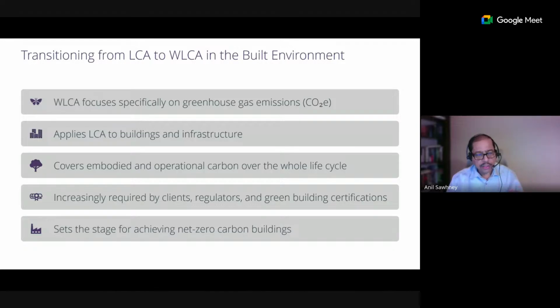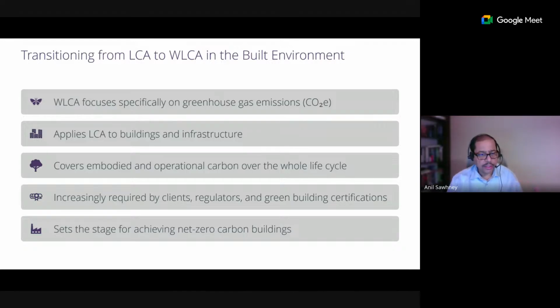We've designed it such that the LCA can be applied to both buildings, so vertical, or to horizontal infrastructure. It covers all aspects of emissions, and we are going to be discussing the various aspects of the emissions, such as embodied and operational emissions.